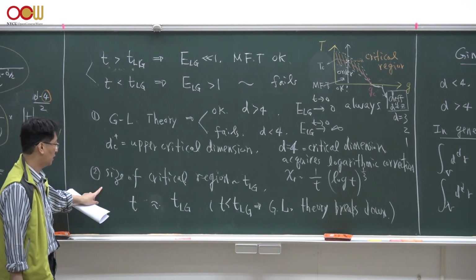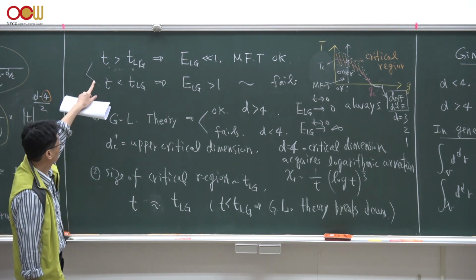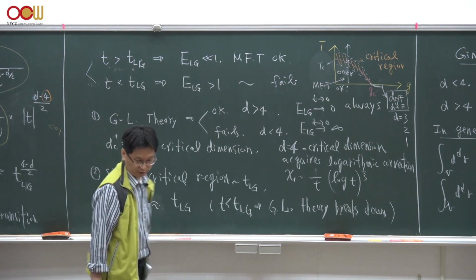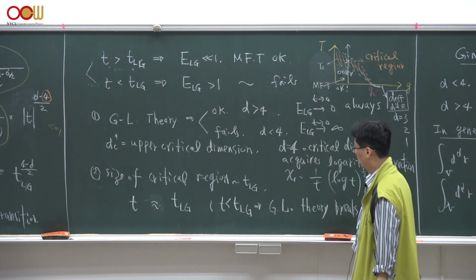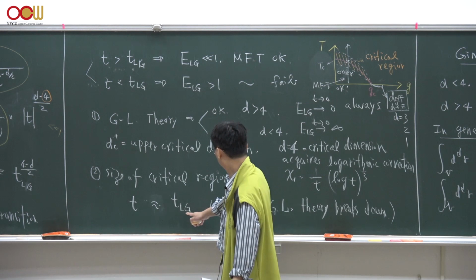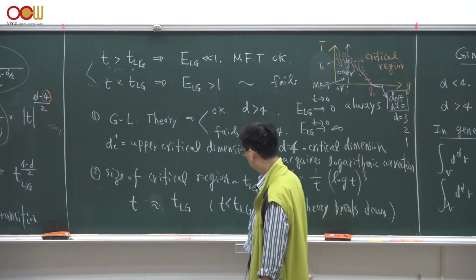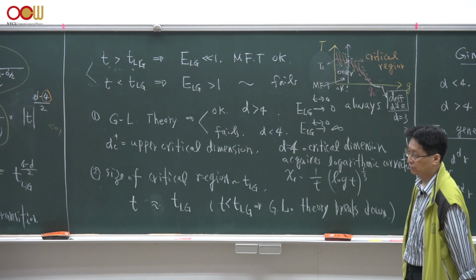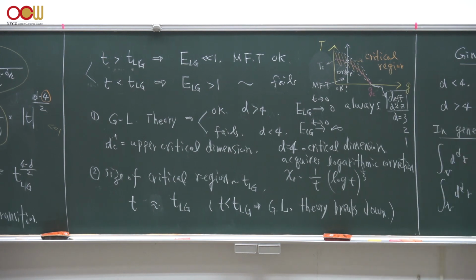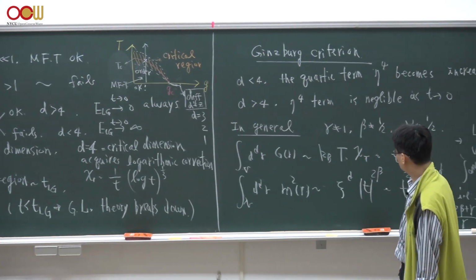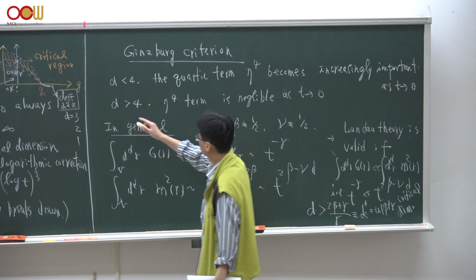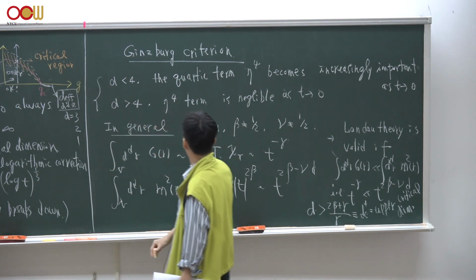So let's talk about the size of a critical region. Again, we could state that when this little t reaches the critical region, which we call little t Ginzburg-Landau, things change. We don't rely on Landau's mean field theory. So let me make some remarks regarding the Ginzburg criterion.